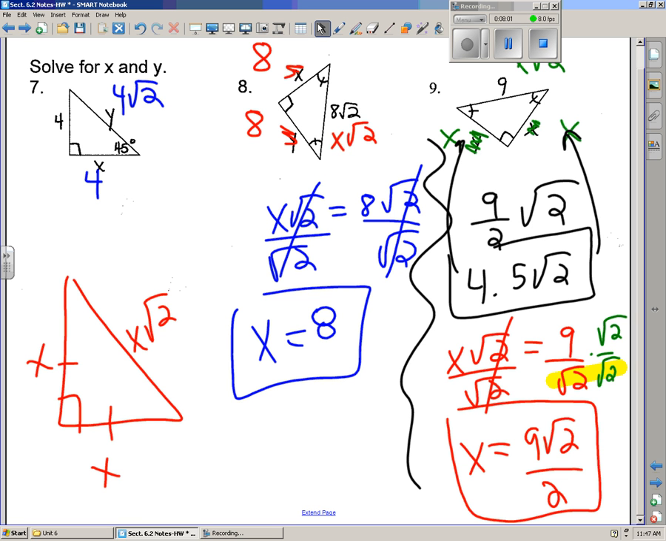So if you want to do the math to figure out why you divide by 2 and multiply by rad 2, go for it. Or just take the hypotenuse, cut it in half, and multiply it by rad 2.